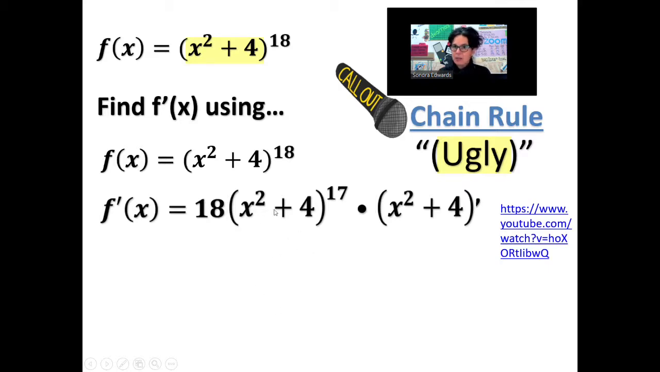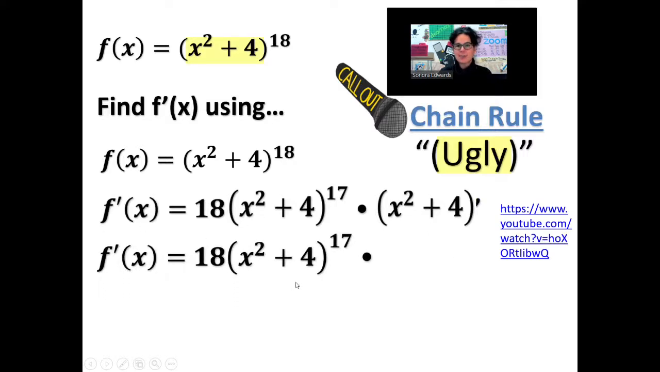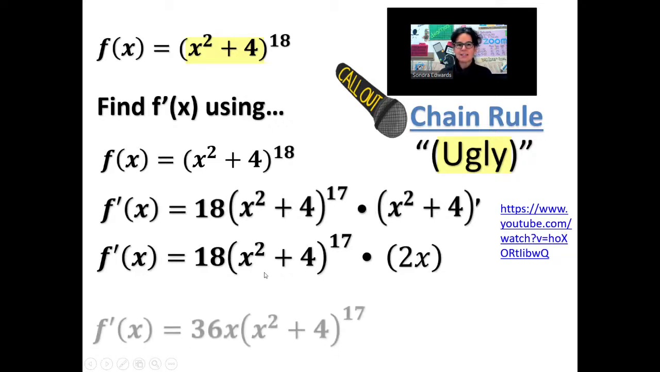Notice the x squared plus 4 did not change when we were taking the derivative, and that 18 moved to the front, subtracted 1 off the exponent. That part was not touched. But at the very end, we're chaining on, chaining meaning multiplying by, the derivative of that input function, derivative of ugly. All right, so the first part doesn't really change, so I'm just going to drop that down. And then the derivative of x squared is 2x, and the derivative of 4 is 0. So the derivative of ugly there is 2x. Little simplifying, 18 times 2 times x squared plus 4 to the 17th.